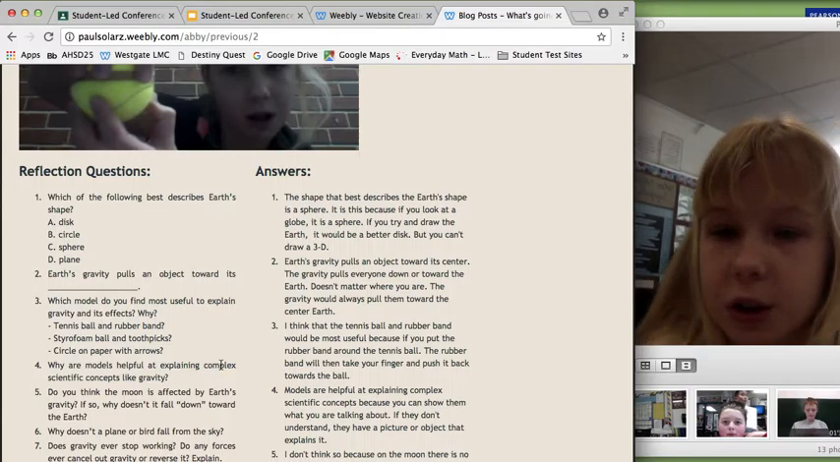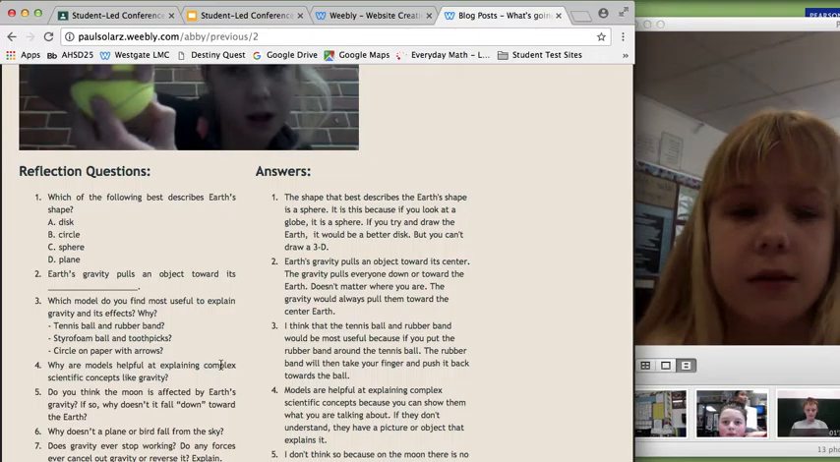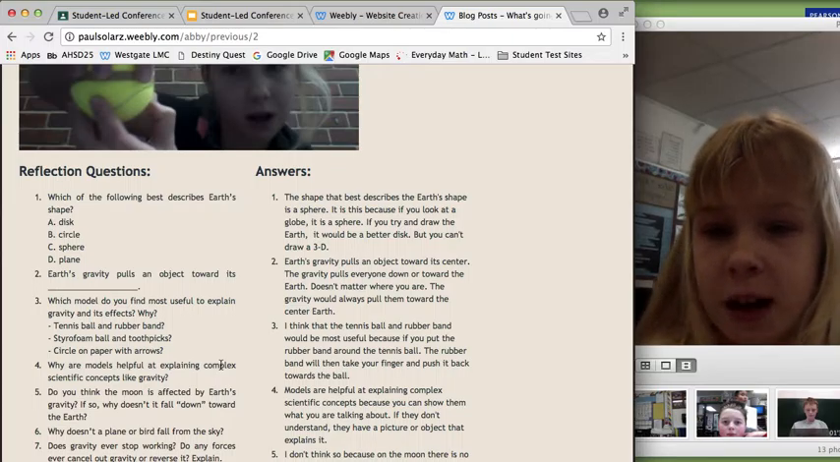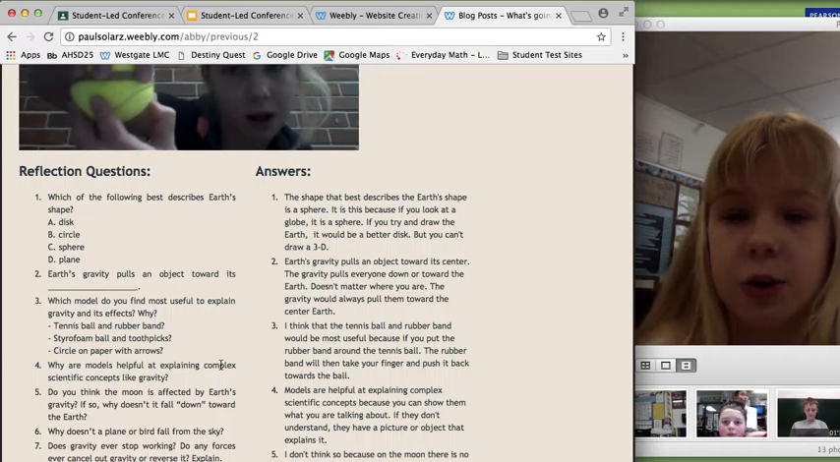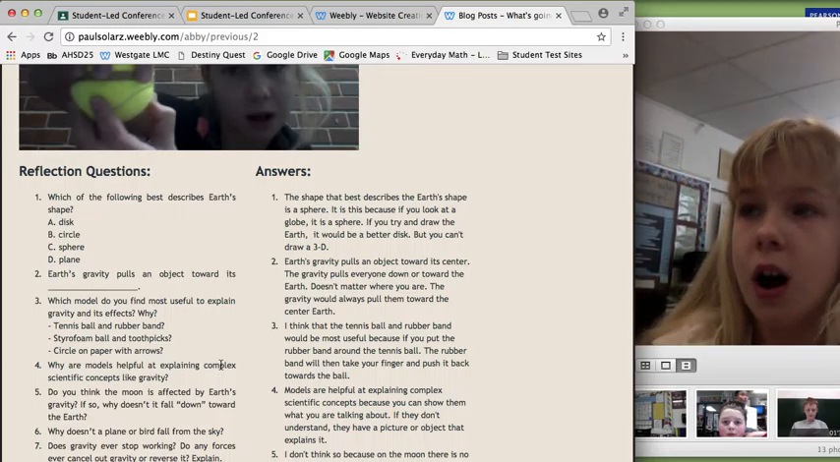Next one, Earth's gravity pulls an object toward its blank, and I added evidence again. Number 3, which one do you find most useful? Explain the gravity and its effects. Why? So that one you had to do, and I did some different ones. Number 4. 5.